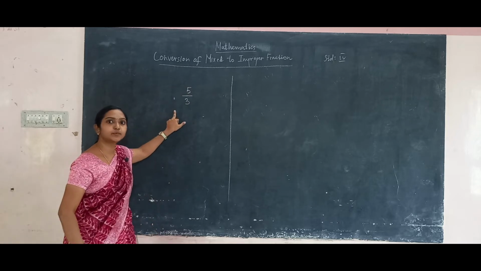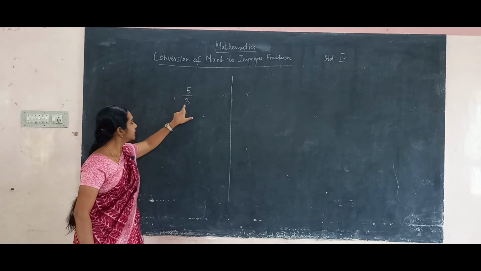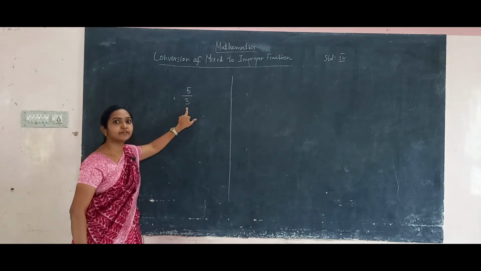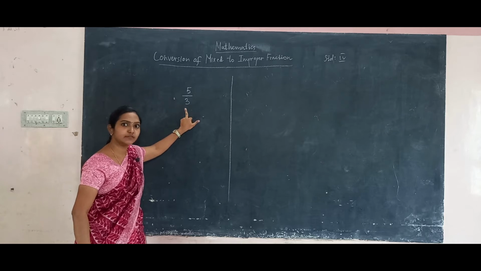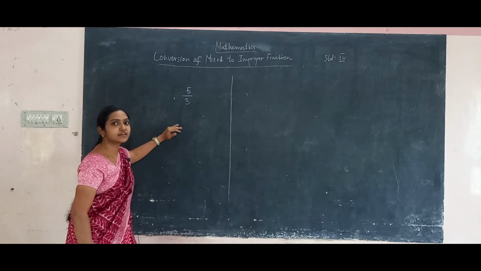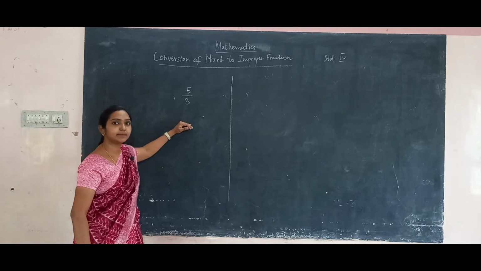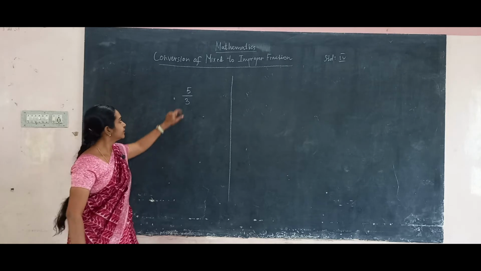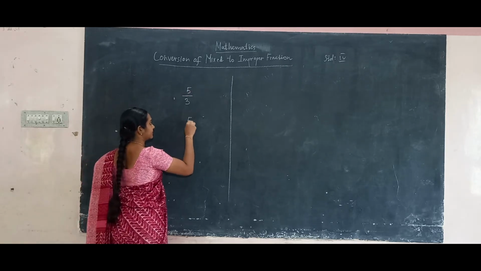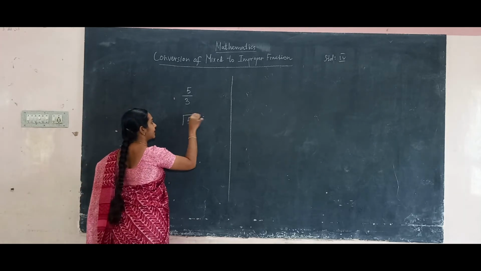This is an improper fraction because the numerator value is greater and the denominator value is smaller. So this is an improper fraction. Now we are going to convert improper fraction into mixed fraction. The first step is we have to divide the numerator by the denominator. The numerator here is 5 and the denominator is 3. So divide 5 by 3.